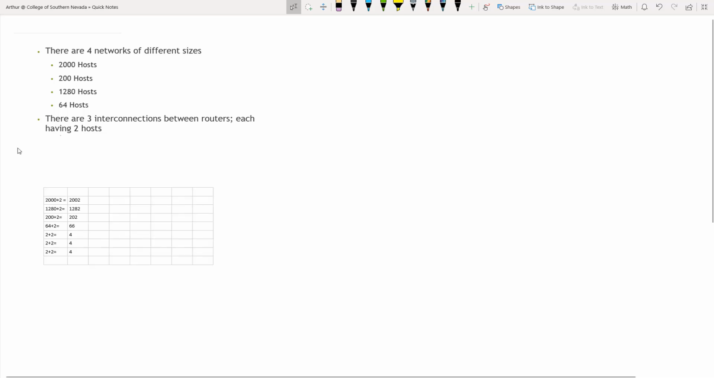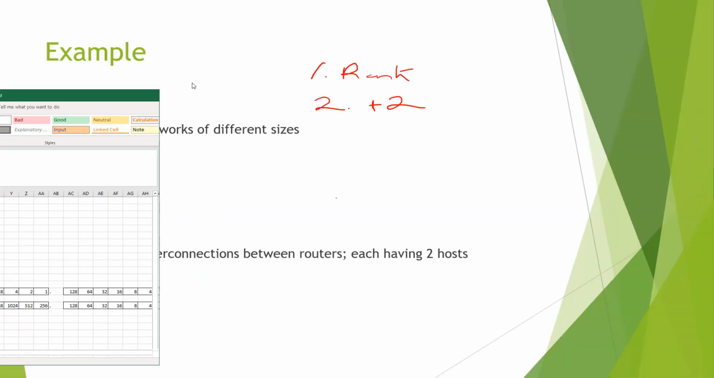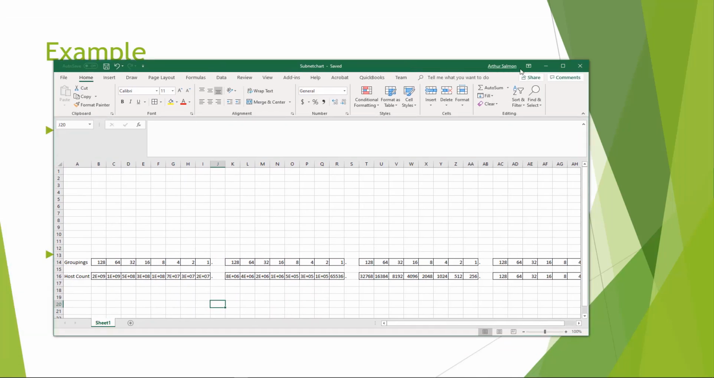So I'm going to be building out a chart. What I've done is I've ranked them greatest to least. I've added the 2. And now, because I'm working on trying to figure out the different subnets that are needed, I have to figure out the groupings. And the groupings are based in binary.